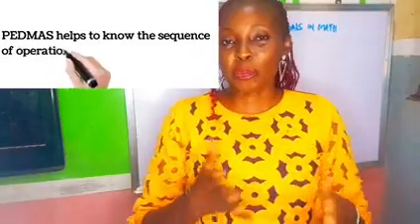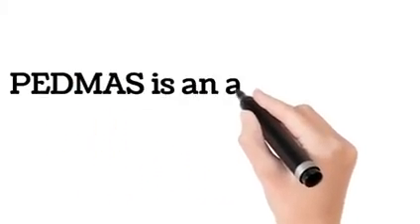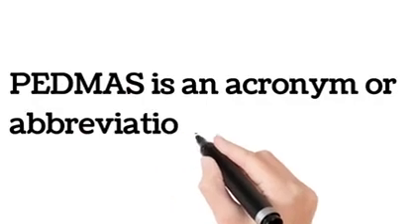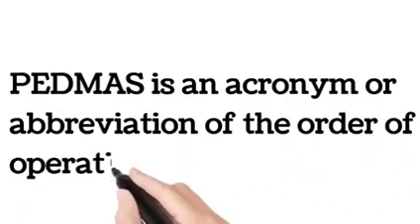Okay, so now when we talk about basic operations in maths, then PEDMAS comes to mind. PEDMAS helps us to know the sequence of the operations. That is, it tells us which operation should come first, which operation should follow, and which should come last. PEDMAS is an acronym. It is the abbreviation for all the basic operations.